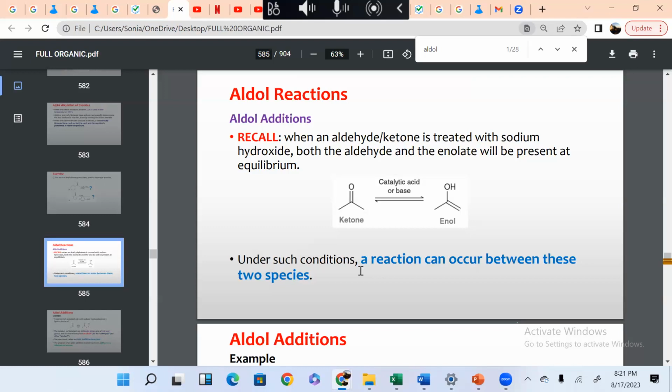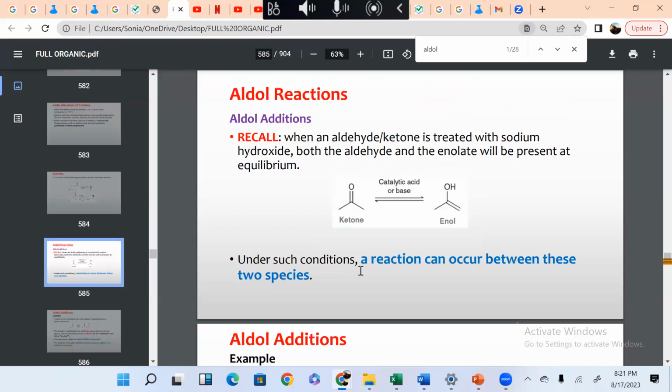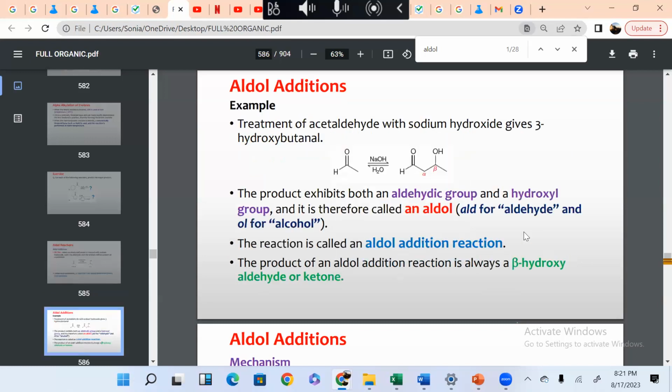So aldol reactions is still one of the organic reaction mechanisms. Is this the first slide regarding? Yes, it is. So basically, you can see we have a ketone. What we are starting by doing is recalling that when an aldehyde or ketone is treated with sodium hydroxide, both the aldehyde and the enolate will be present at equilibrium. So under such conditions, a reaction can occur between these two species.